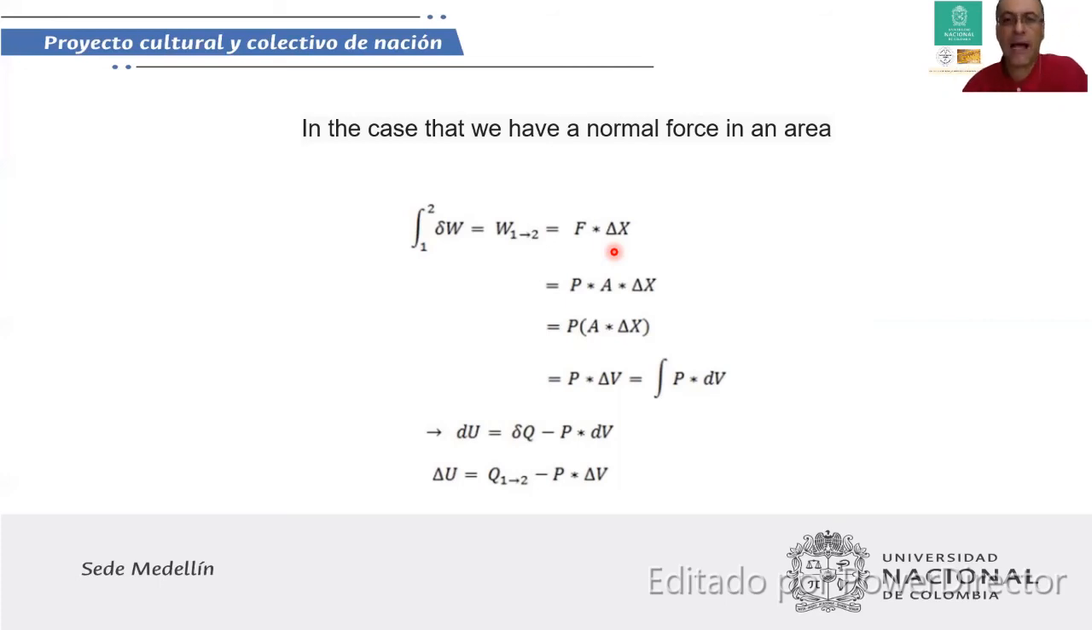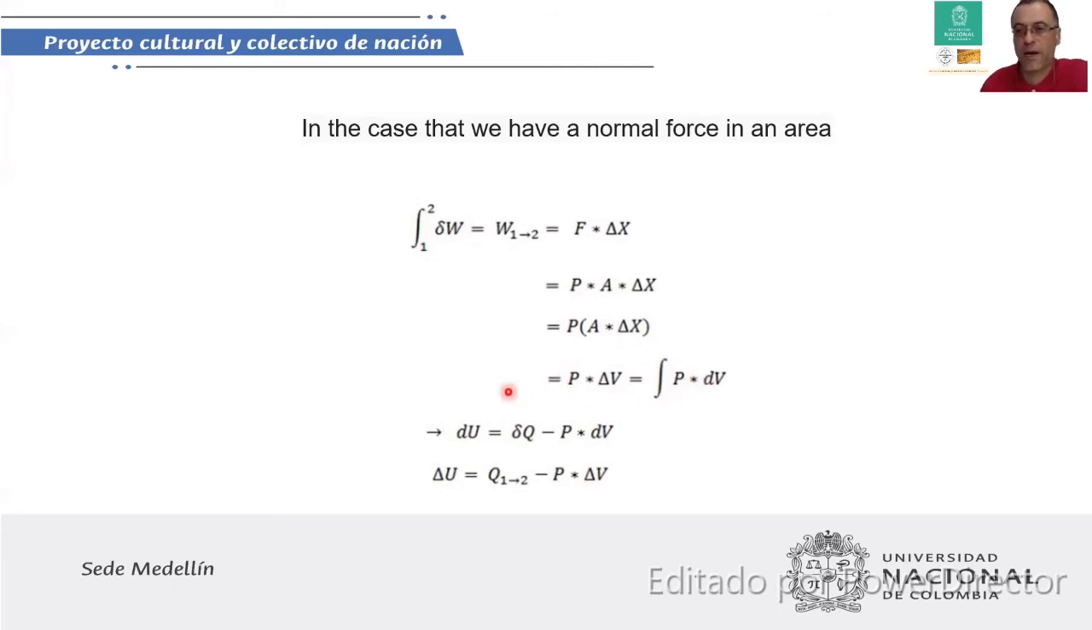About the work, we could change this definition. The quantity of work that a system interchanges from equilibrium 1 to 2 is the same. Work is the force multiplied by the distance, the change of position. Force is defined by pressure times area, and in that sense, pressure multiplied by area and displacement is volume. So the work that a system interchanges is pressure times change of volume, that is, the integral of pressure with respect to volume.